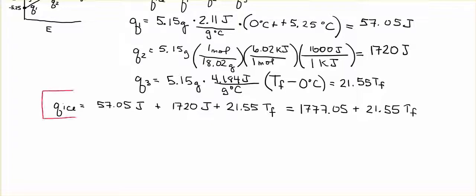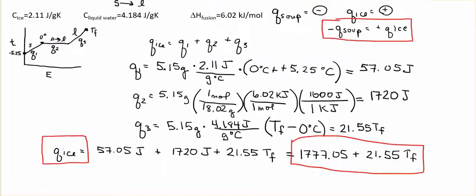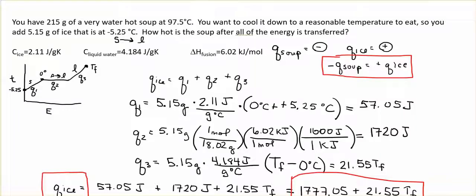So the Q of the ice is equal to 1777.05 plus 21.55 T final. This is still what we're trying to solve for. Now let me go back up and show you what we're trying to do. The negative Q of the soup is equal to the positive Q of the ice. We figured out what the Q of the ice is. Now let's turn our attention to the Q of the soup.